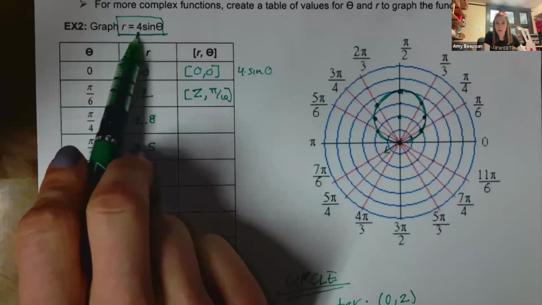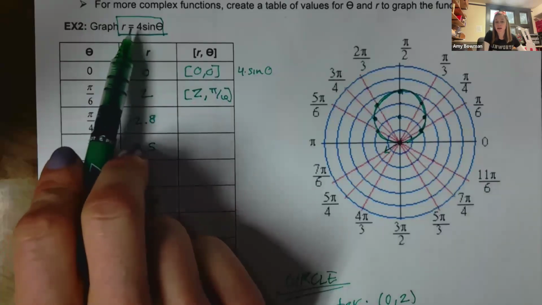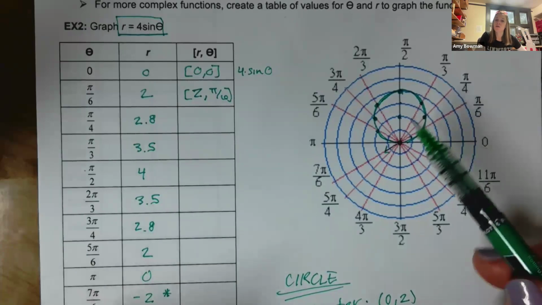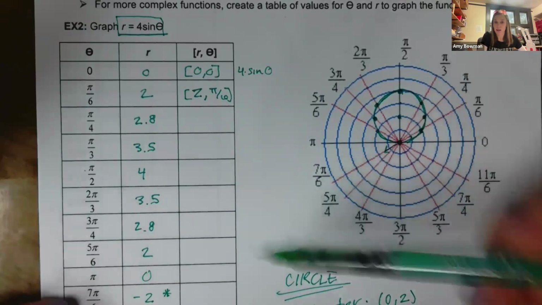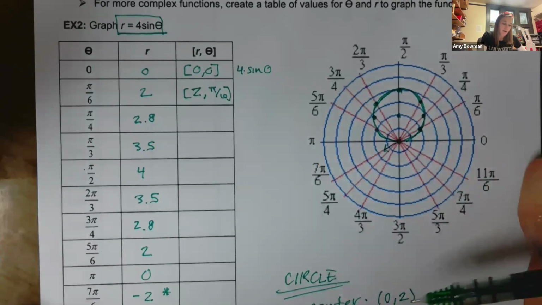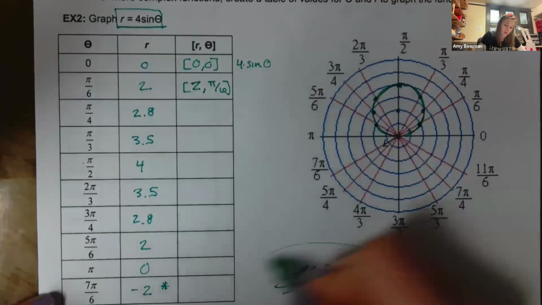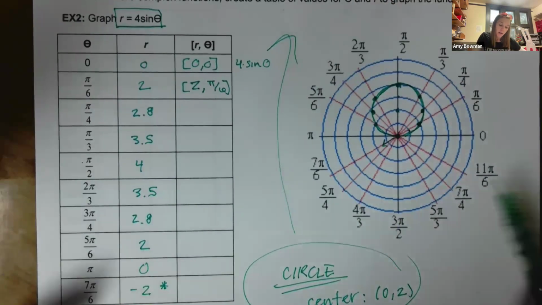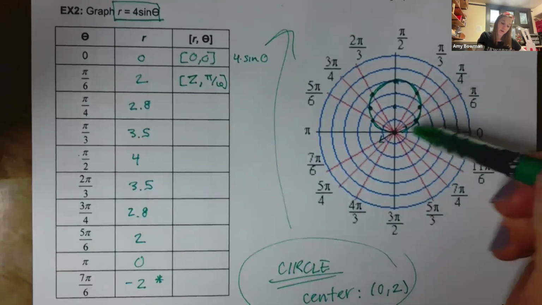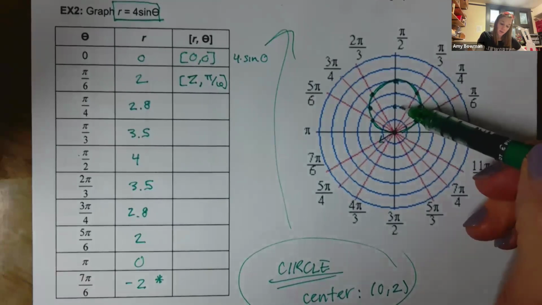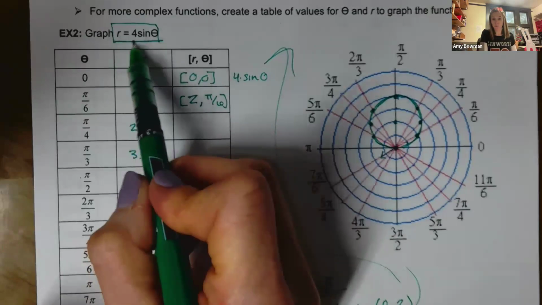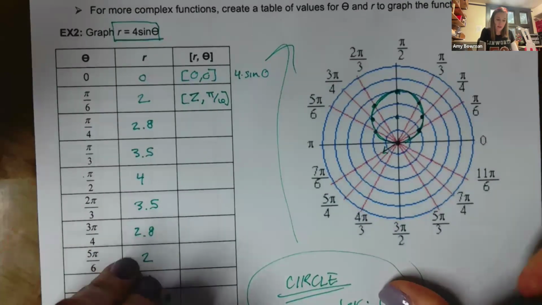Eventually, you guys are going to be able to look at these equations and tell me that it's a circle and what the radius is without plugging in every single point. So again, I probably should have written all of this up here, just so we can get the main takeaways. A circle, the center is no longer at the pole, it's at 0, 2, and the radius is 2, which is half of 4, by the way. Keep that in mind.